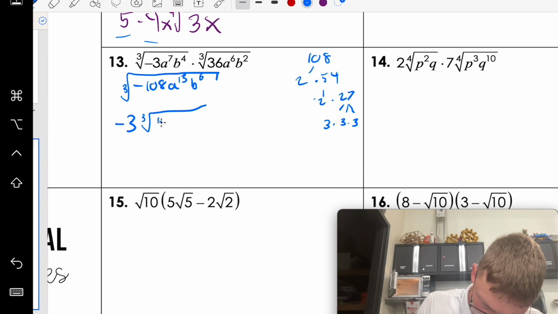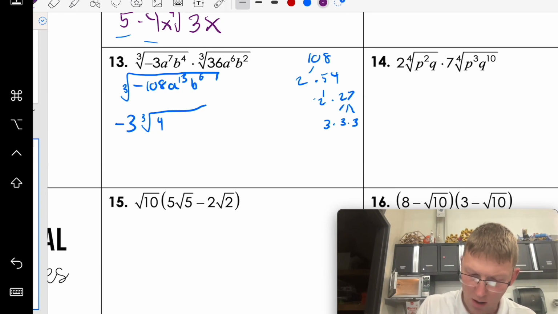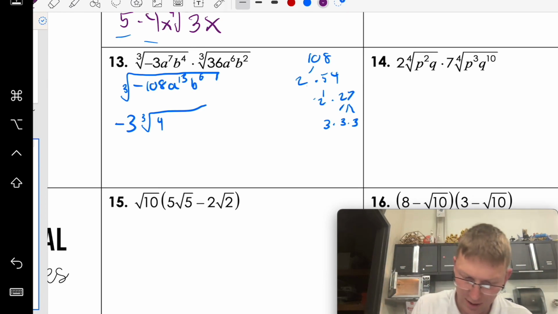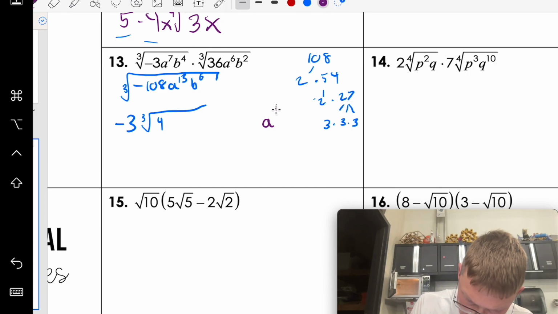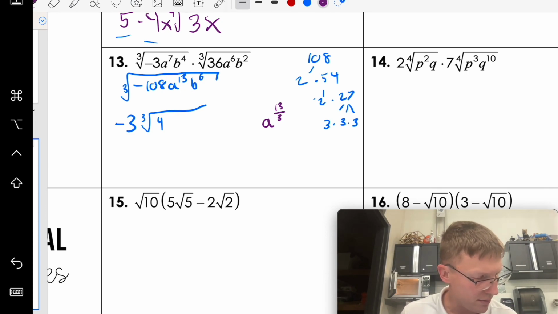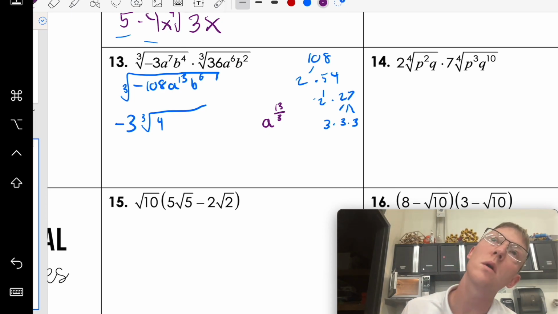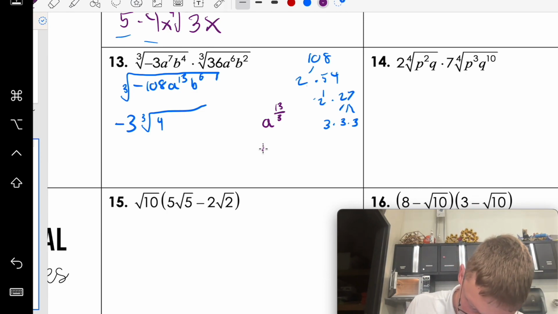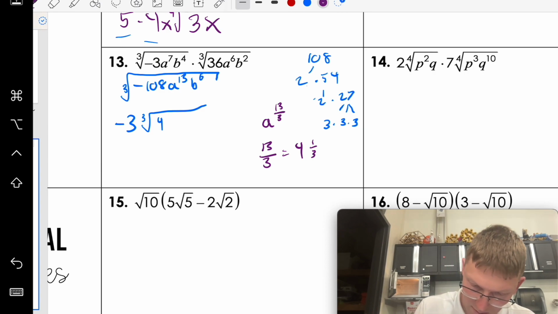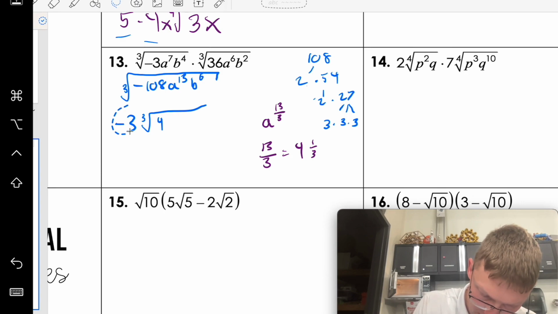So we've got 4 on the inside. And then for our variables, I'm kind of thinking in my head that little fractional thing that we do. So if I have a to the 13th over 3, how many times does 3 go into 13? 4 times 3 is 12, right? So 13 over 3 is 4 with a remainder of 1/3. So that means my a to the 4th actually goes right there.